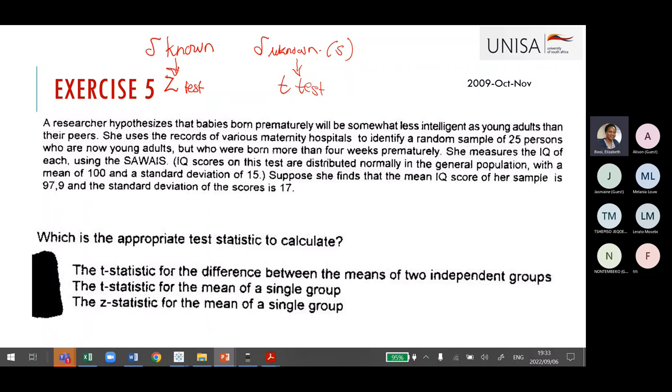And here you can see that they talk about two groups and one group. I will introduce this again next week so that I can see that you understand the difference between what we did this week and what we will be doing next week. So just look at this and see if you can answer this question. It's very important.